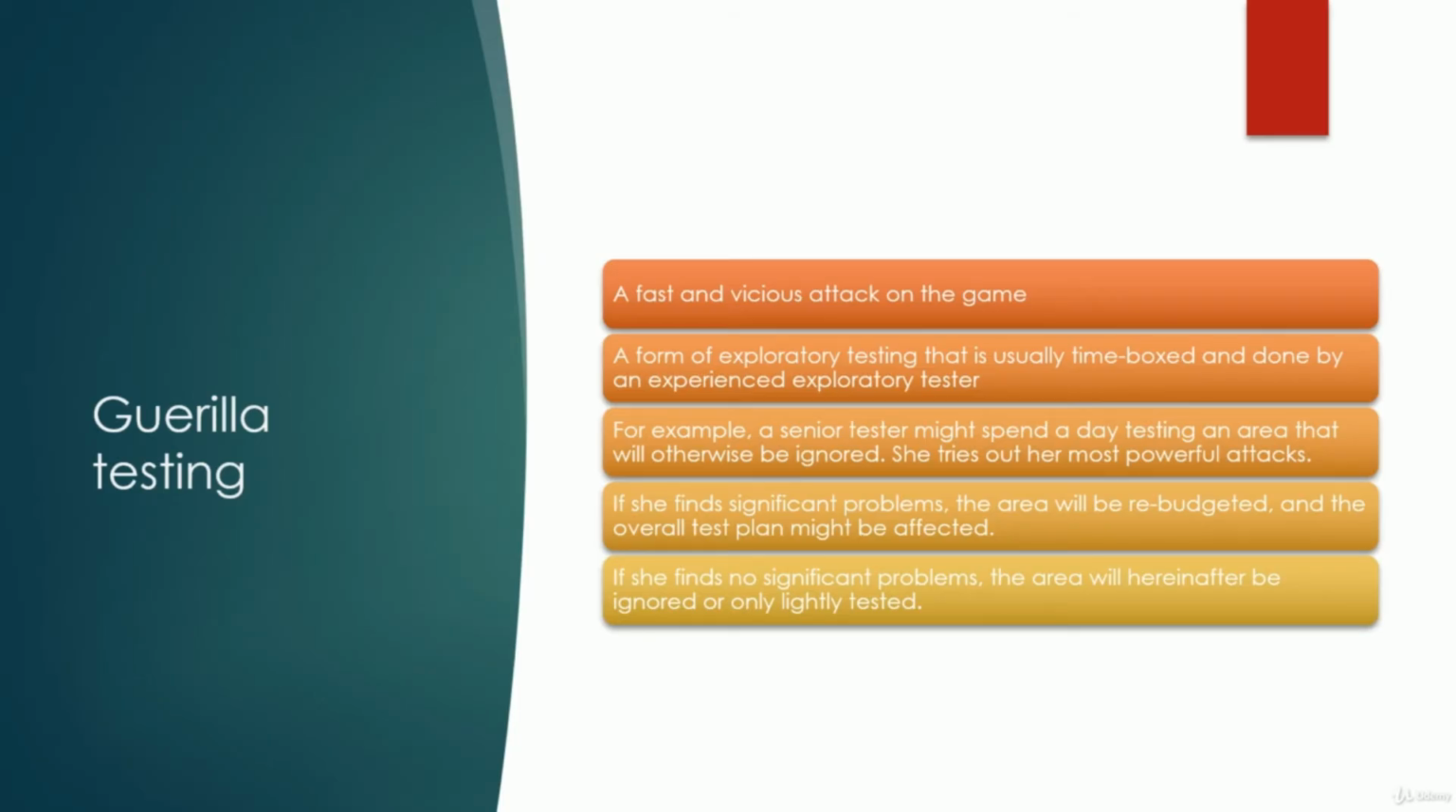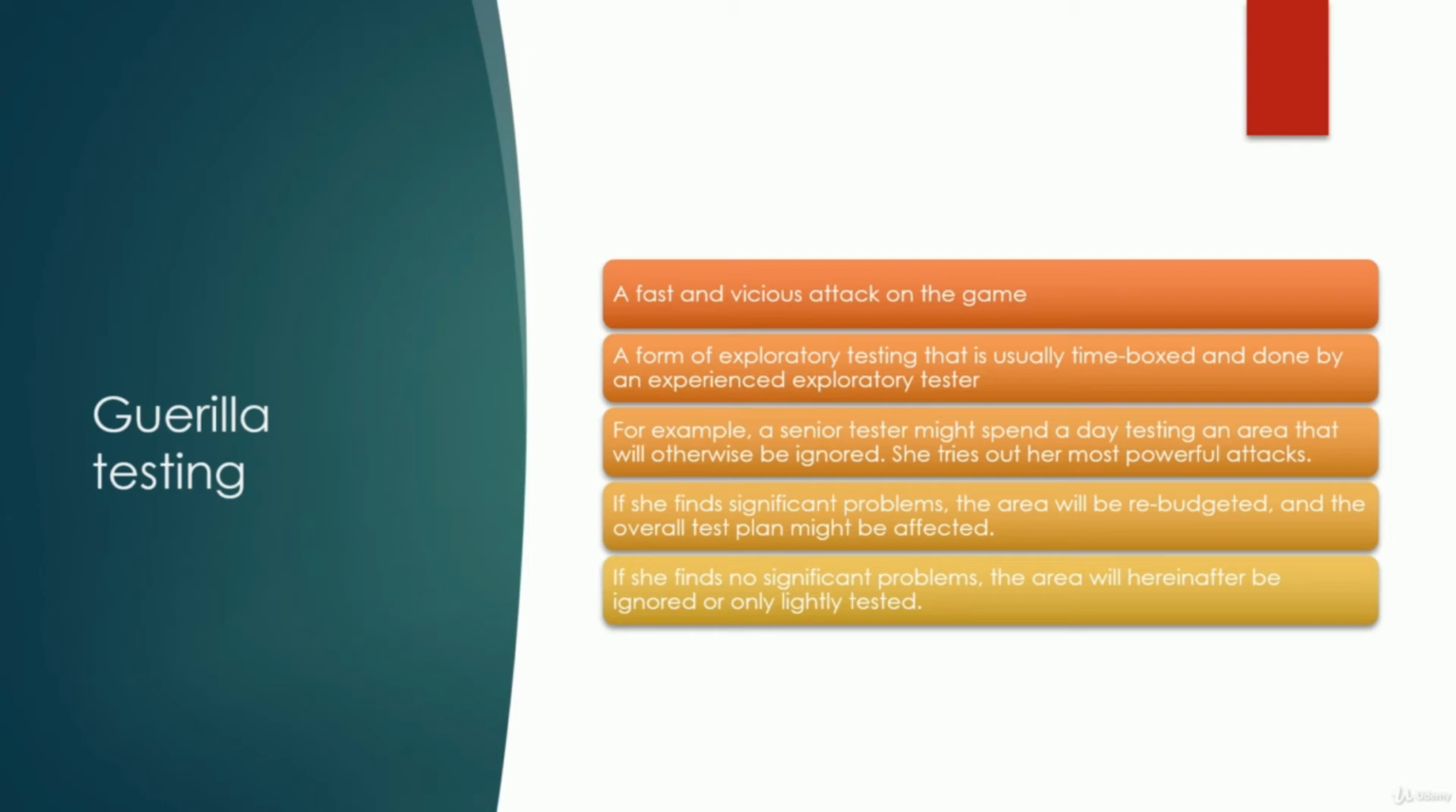Then we have something called guerrilla testing, which is considered a fast attack on the game. It's also a form of exploratory testing, usually done in a specific amount of time, and generally by an experienced tester. So you will spend some time testing the area that is otherwise ignored, or not tested often. I like to say things like settings, because very often people forget to test settings, or maybe some part of the game which is not part of the core gameplay progression, but somewhere on the side in a meta game, something like that.